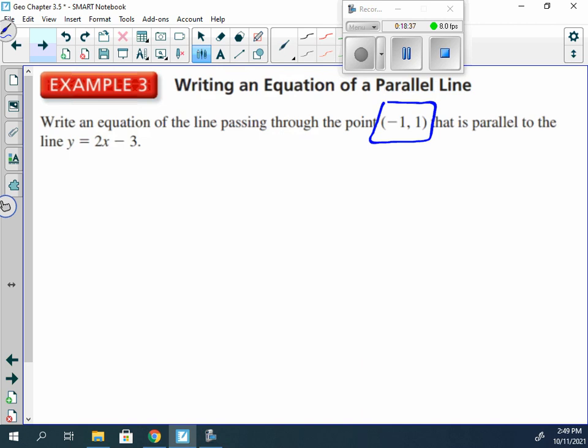Well, if two lines are parallel, they have the same what? Slope. So we'll look at this line here, and this line is in the form of y equals mx plus b, because y equals 2x minus 3 is in slope-intercept form. So what is the slope of the equation of the line that they gave us?